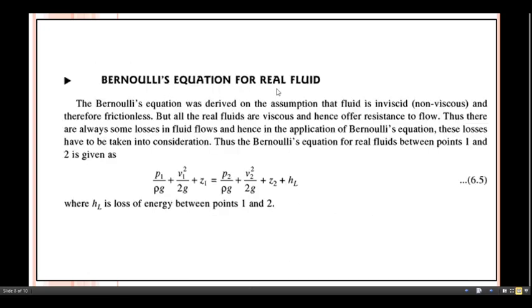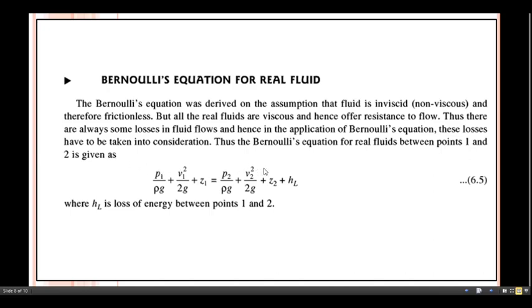Now see the Bernoulli's equation for the real fluid. The Bernoulli's equation was derived on the assumption that the fluid is inviscid. Inviscid means non-viscous and therefore frictionless, but all real fluids are viscous and hence offer resistance to flow. Thus, there are always some losses in fluid flows, and hence in the application of Bernoulli's equation, these losses have to be taken into consideration.